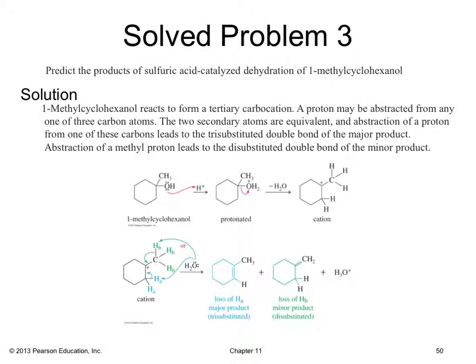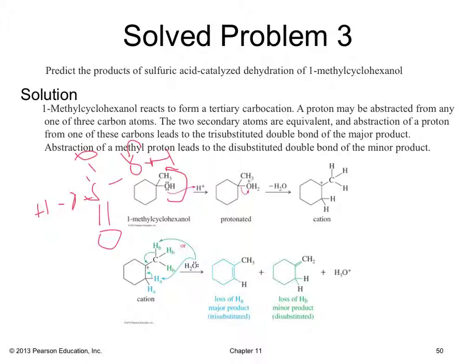So predict the products of sulfuric acid catalyzed dehydration of methyl cyclohexanol. So here's methyl cyclohexanol. This is just showing proton, but when you're doing your mechanisms, I'd like you to show H2SO4. Sorry, you're going to have to bear with my handwriting here. So instead of just showing a proton, you're going to use the electrons plucking this off, and then the electrons going to the oxygen, forming the HSO4 minus. Then this will be protonated, this will leave, and now you form the carbocation.